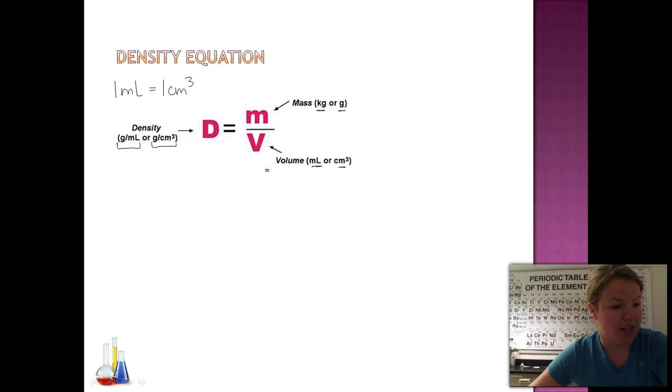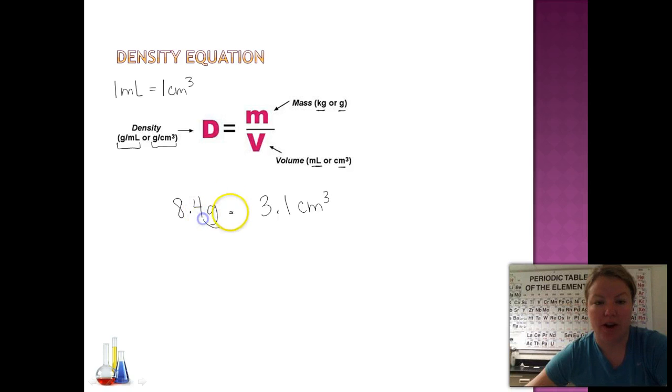So in a question like, a sample of aluminum metal has 8.4 grams and the volume of the sample is 3.1 centimeters cubed, calculate the density of aluminum. If we were going to do that, we would see that grams was our mass, centimeters cubed was our volume, and we'd simply just divide them. 8.4 grams divided by 3.1 centimeters cubed.